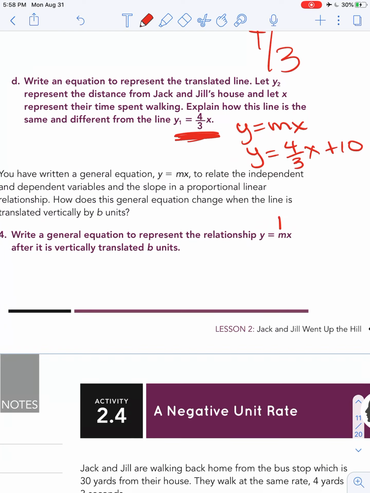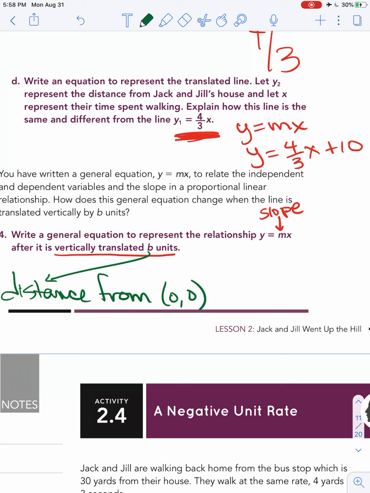Okay, so if we look at this right here, this is slope. M stands for slope. But this says it's going to vertically translate b units. B is going to be the distance from 0, 0. So we're starting off with this equation right here, but we're adding on the distance it goes from 0, 0.